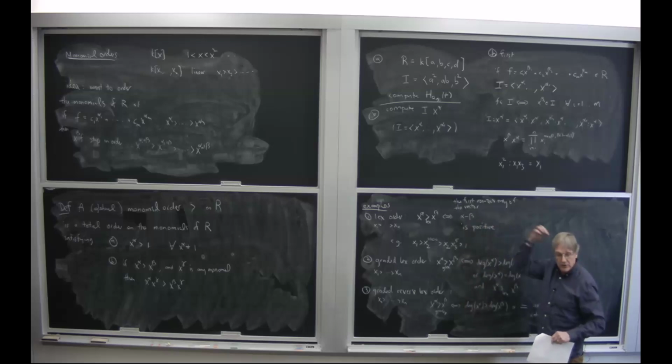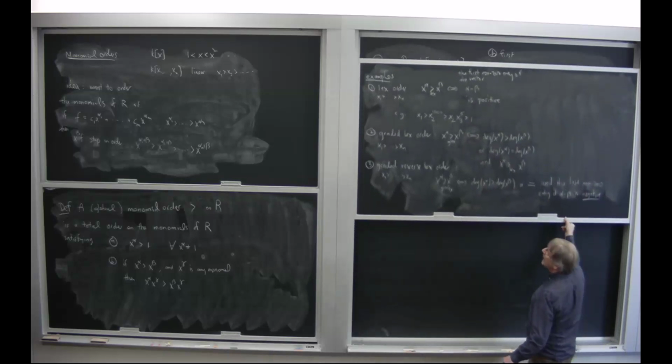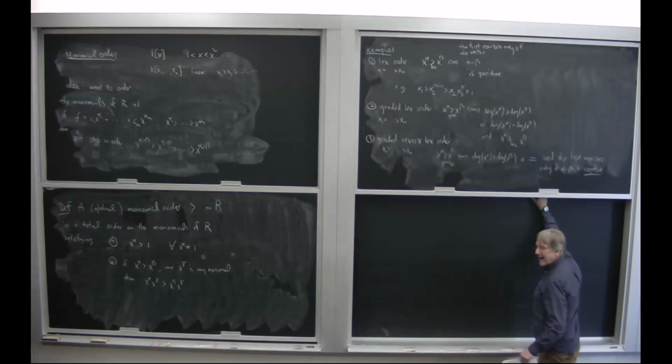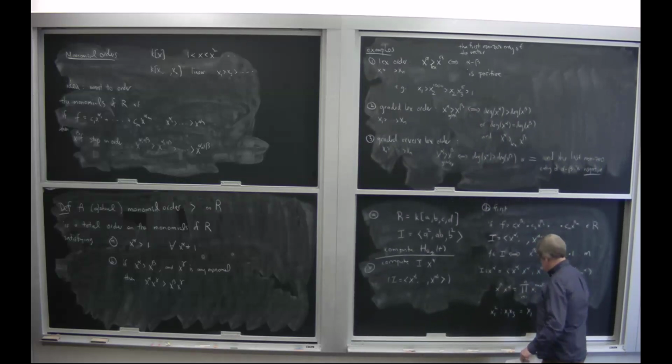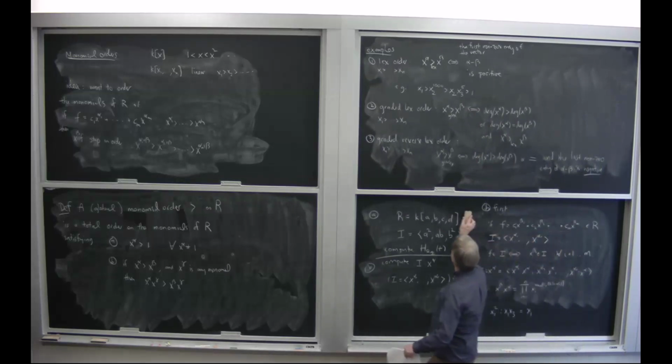These are the 3 main orders, but there's others. They're so-called block orders or product orders and elimination orders. And so we'll discuss those, but not right at the moment. However, I do want to show how these things differ a little bit. So I want to do an example.